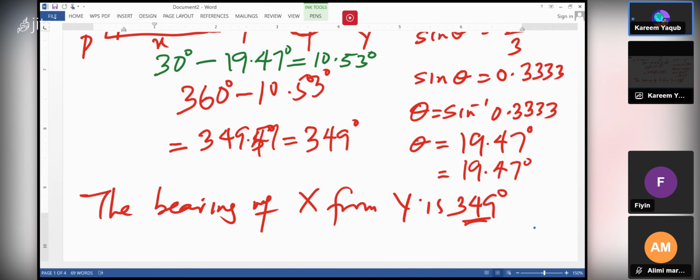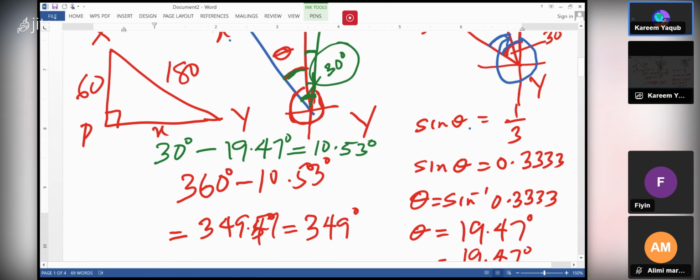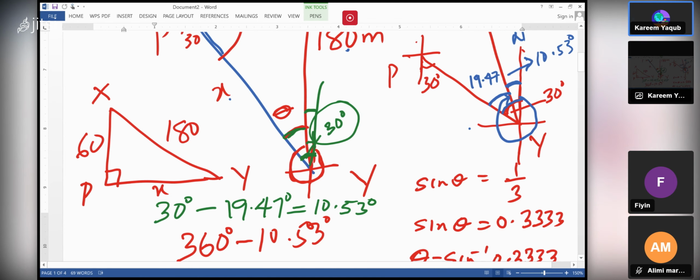So are you done with this page? Can I ask another question? Yeah. Can I ask another question? Yes, you can ask. That's why you are here. I'm still confused about how I got the 19.47. Where did you get it from?